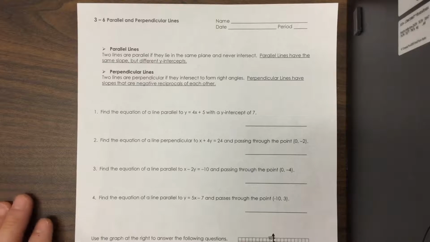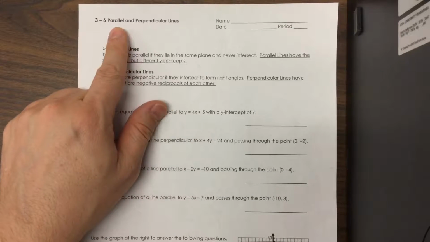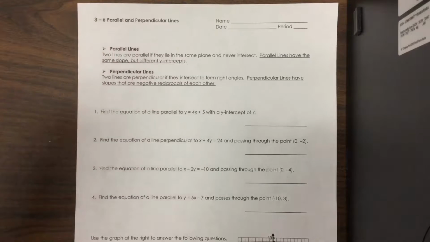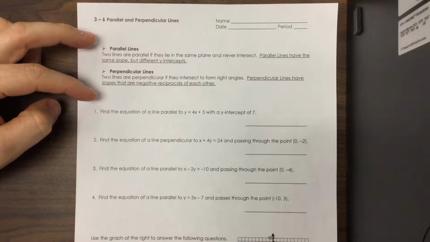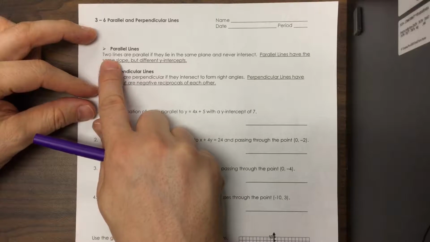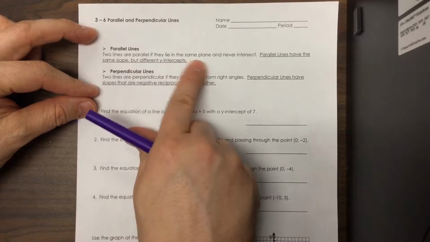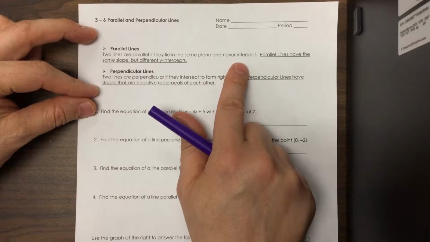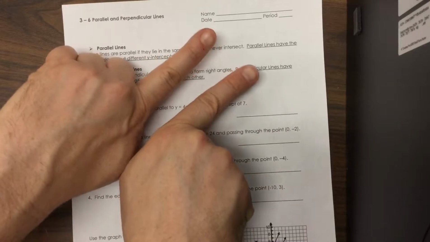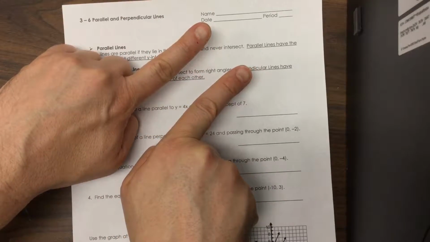All right, this is 3-6 homework, parallel and perpendicular lines. So here at the top we have a review of what parallel lines are. It says two lines are parallel if they lie in the same plane and never intersect. They're going to look like railroad tracks, basically.